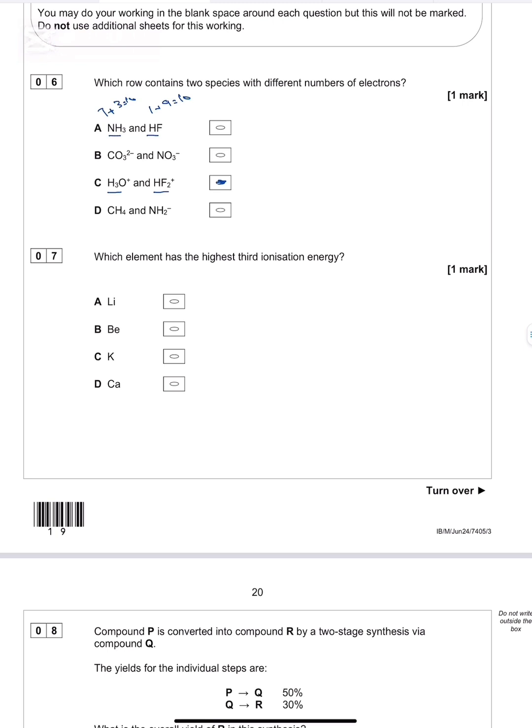Which element has the highest third ionization energy? You need to take two factors into account. The first is which energy level the electron is removed from, and the second is which one has the highest nuclear charge. So for lithium, the third ionization energy, the electron is removed from 1s, and beryllium is from 1s. Potassium and calcium, both of these will be from 3p. So it's one of the 1s energy levels, and lithium has less nuclear charge than beryllium, so it's beryllium.